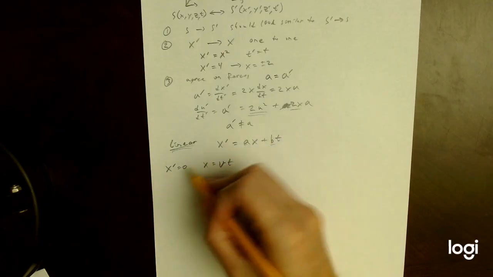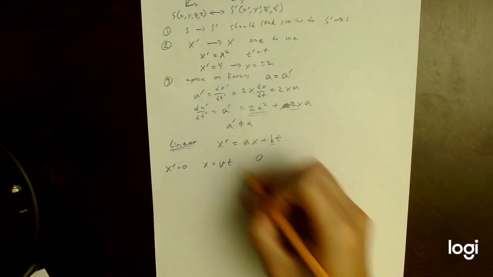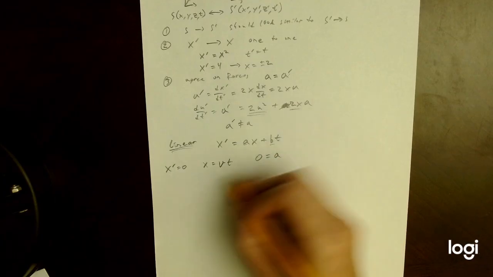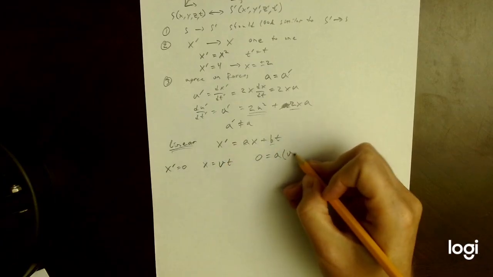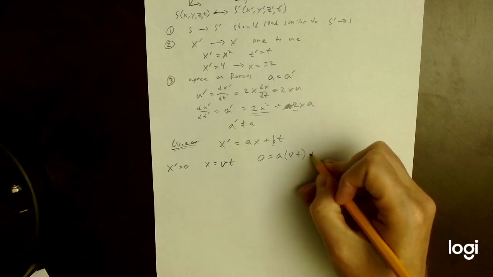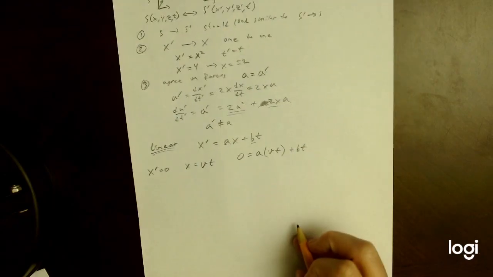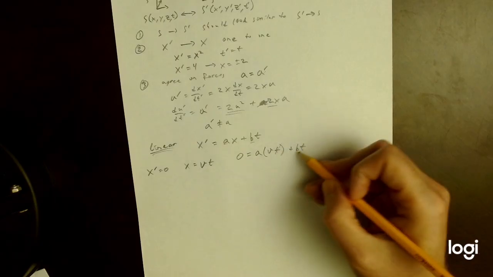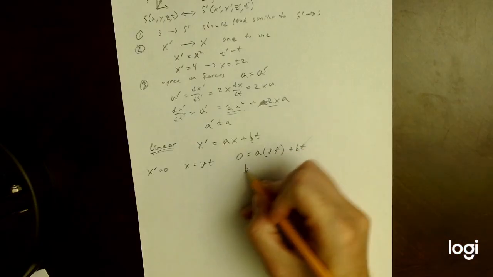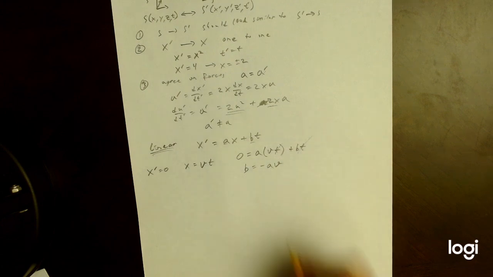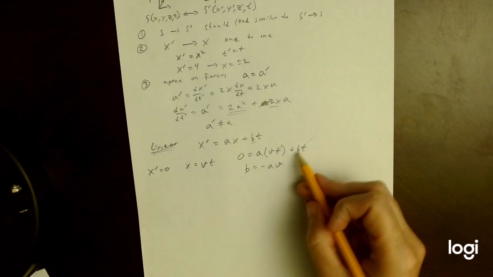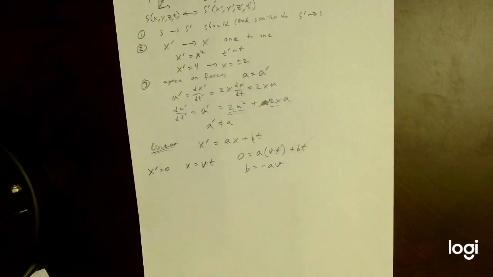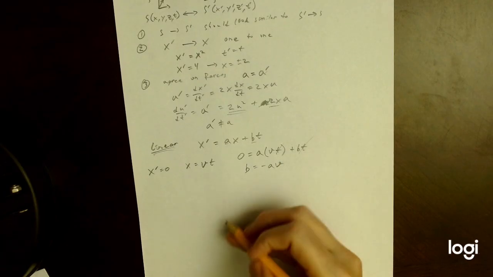Okay, so now we can just plug these things in. We say x prime is 0, and then we'd say 0 equals a times x. We know x is vt, and then that's plus bt. So then we can just solve for, say, we can cancel our t's and say that b is just equal to minus a v. And so this b is just related to this a by this constant v that we've already talked about being the relative velocity of our coordinate system.